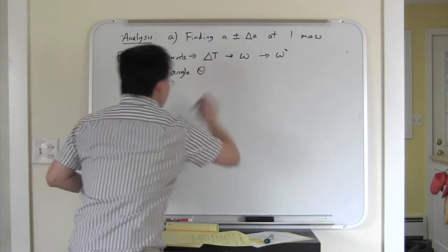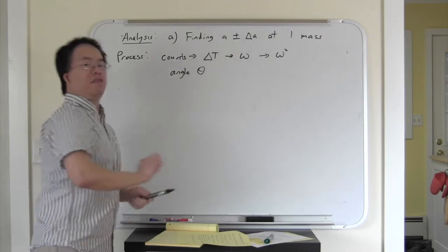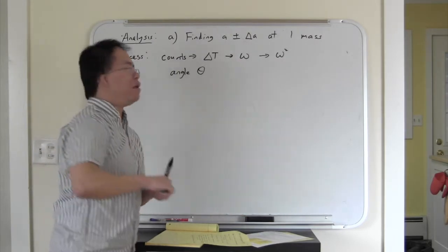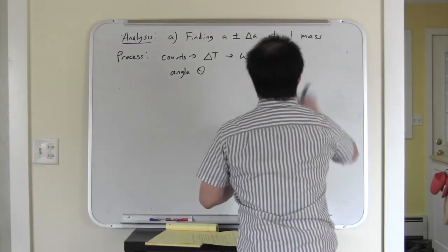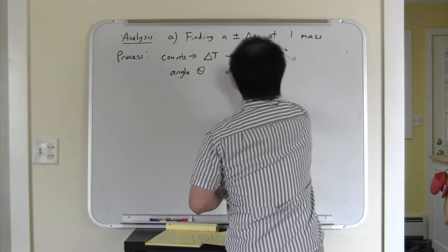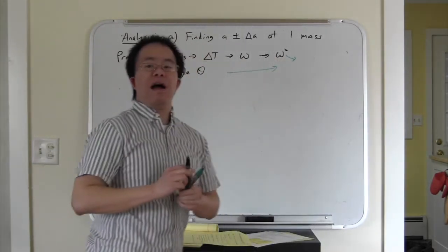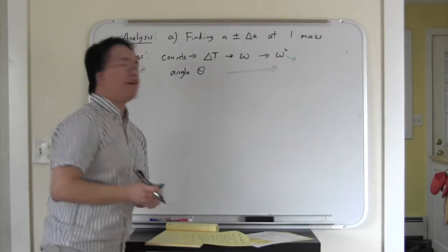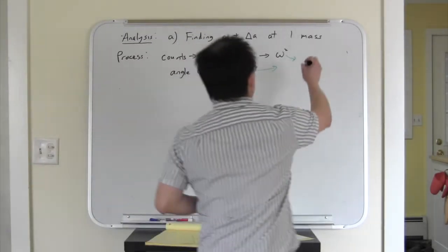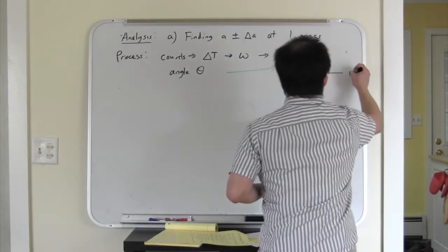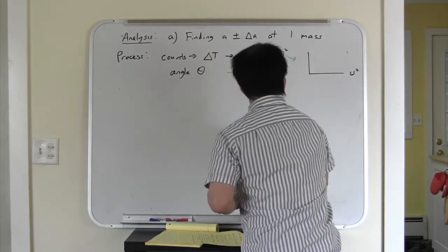So we combine these two things, omega squared and angle. What we want to do is to graph omega squared as a function of angle. Oops, other way around.